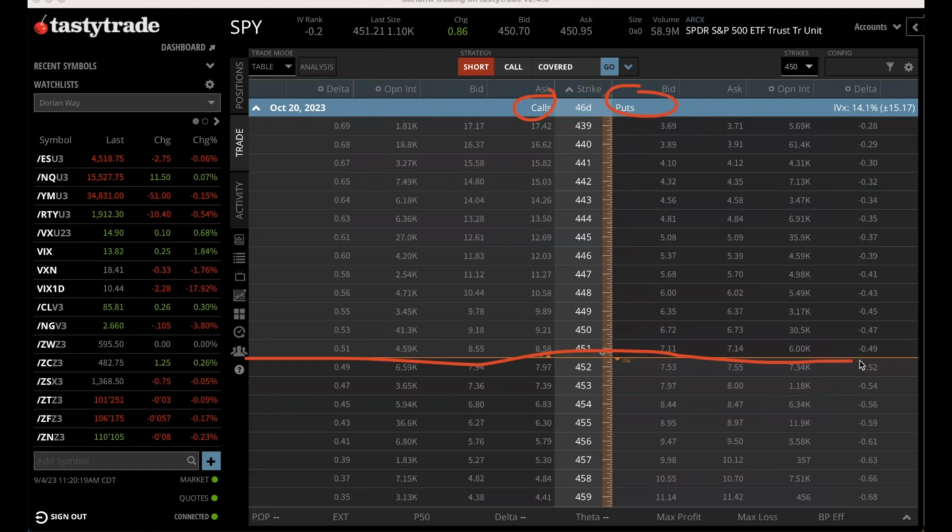It's what is called the at the money line. We call it the ATM. And that's just where the stock is currently trading at. So the SPY last traded at around 451.21, and that's just basically in this area here. This is the at the money area.